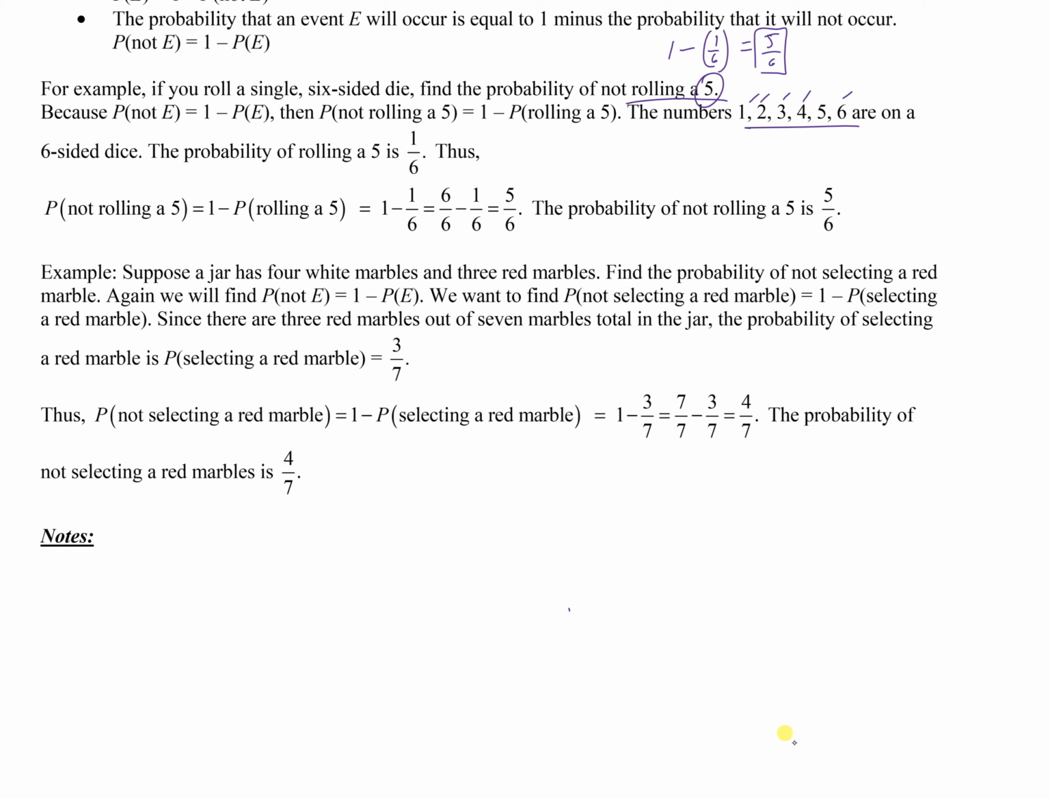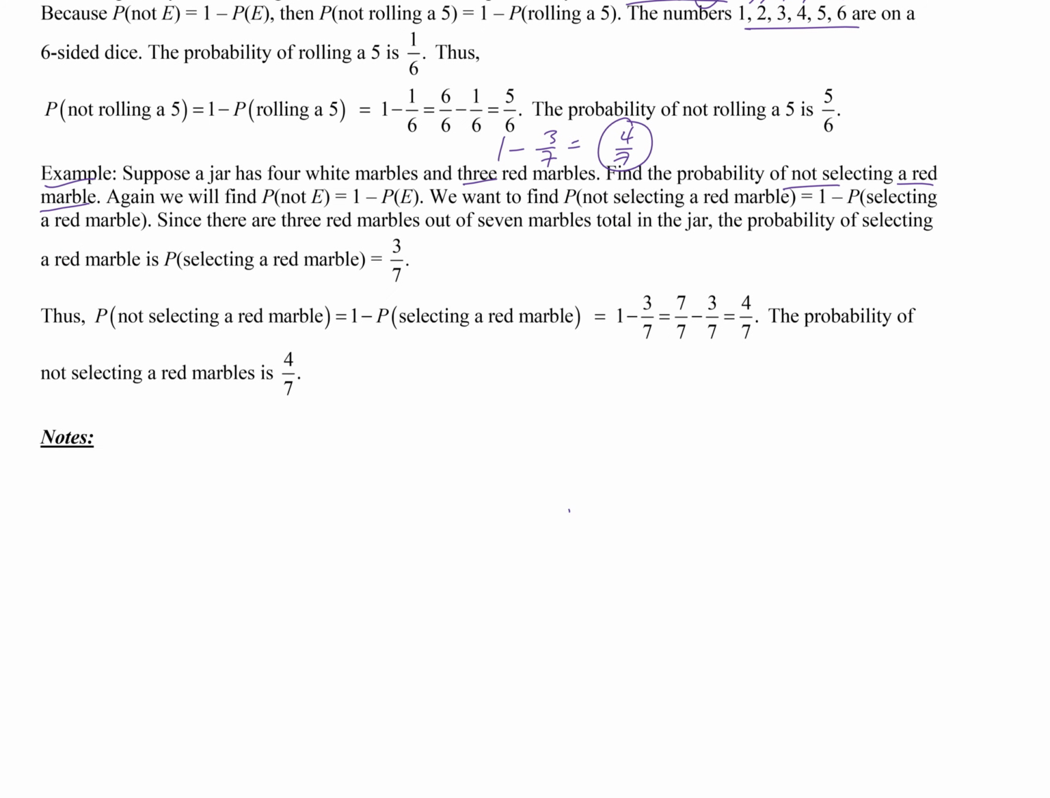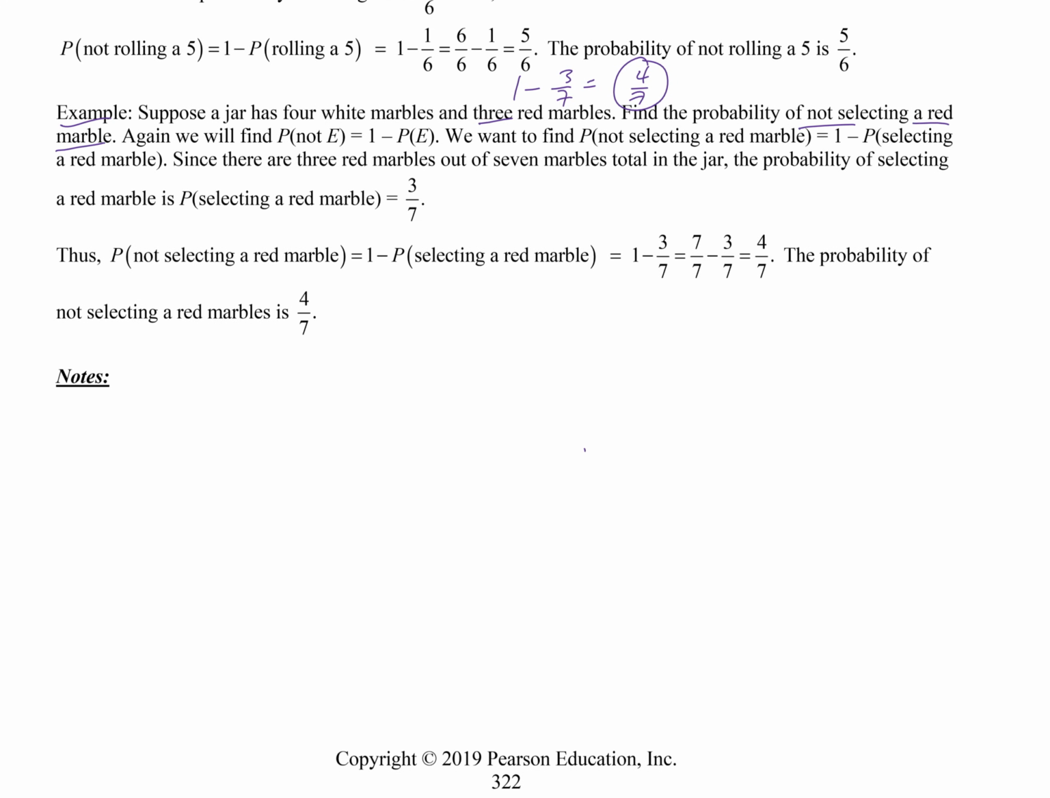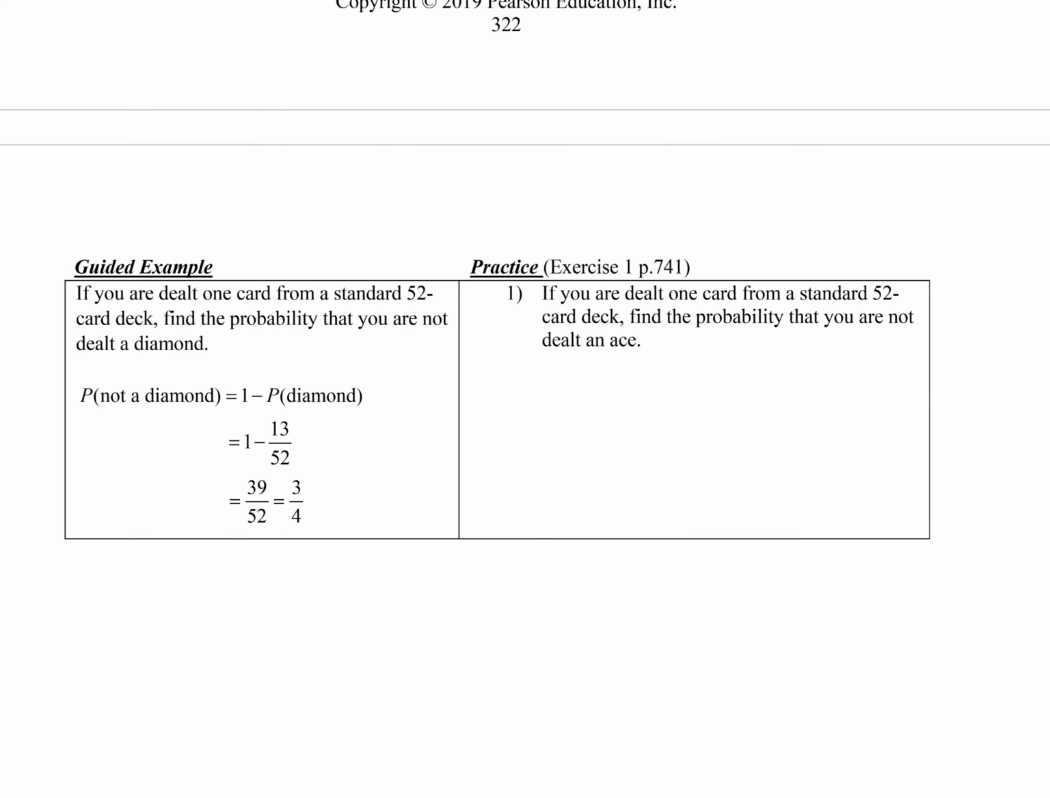So let's look at the next example. Suppose a jar has 4 white marbles and 3 red marbles. Find the probability of not selecting a red marble. So if selecting a red marble is 3 out of 7, then you do 1 minus that to get the probability of not red. Okay? Which is 4 out of 7. Some people are going to be like, oh, wait a second, it's the same thing as getting the probability of being white. Yes, the probability of being a white marble is 4 out of 7, but the point is you can subtract 1 minus the probability of red to get not red.